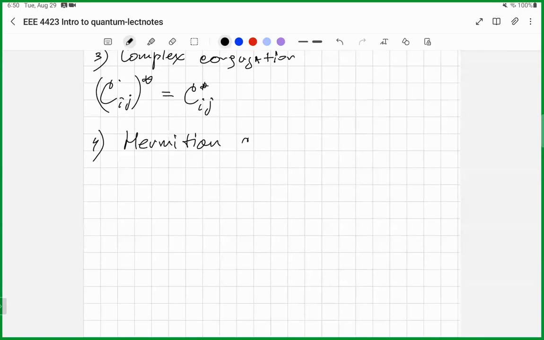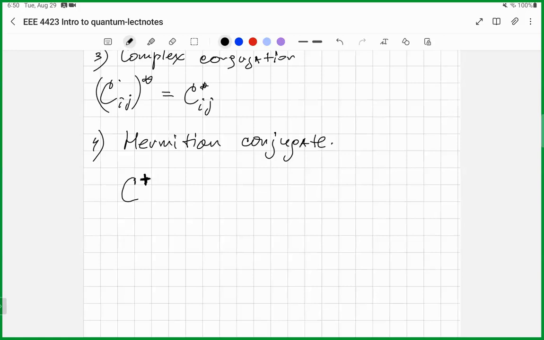Hermitian conjugate. So what is Hermitian conjugate? By the way, it's denoted by dagger. This C dagger. We named this dagger.